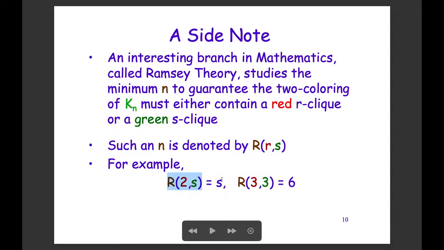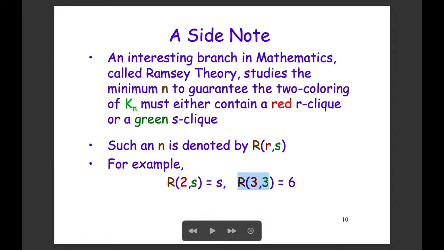The reason is, if the graph has exactly S vertices, if one of the edges is red, then we are not avoiding a red. In the other case, all of them are not red, then we are not avoiding a green. So we will have R of 2S less than or equal to S. But on the other hand, we know that if we just have S minus 1 vertices, we can color all the edges green, so that we are really avoiding everything. So we will also see that the Ramsey number of 2S is strictly greater than S minus 1. So in that case, we can compute that R2S is equal to S.